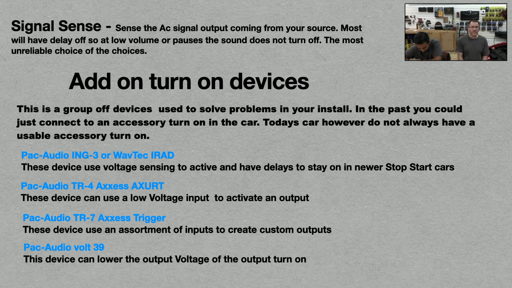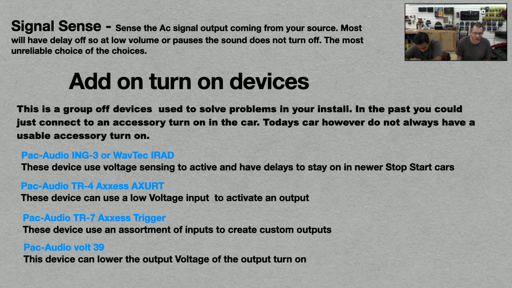PAC Audio makes the TR7, and Access makes the Trigger. These devices are both very similar. These devices use an assortment of inputs to create custom outputs. Basically what that means is these can do all kinds of things. If you need something that has a delay turn on, if you need something that has a delay turn off, if you need them to sense DC offset or a low signal input, it can do that. So these are kind of like the Swiss Army knife of creating turn ons and turn offs.